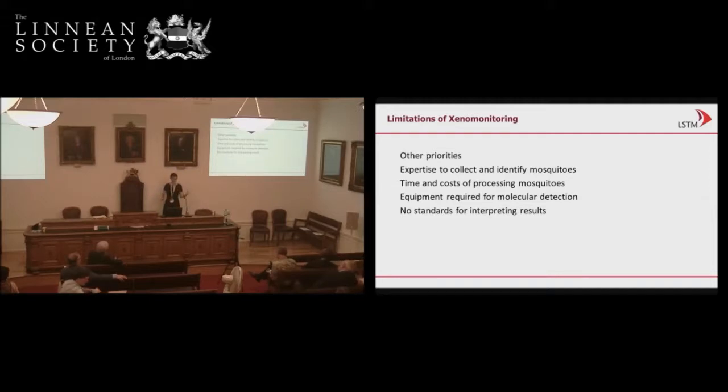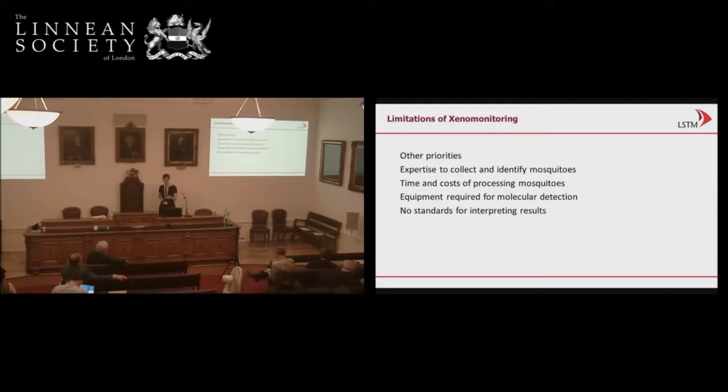So I think xenomonitoring is a great tool that could be used to kind of supplement decision-making around the end game for control programs, but there's a number of reasons why it's not used at scale. Frankly, a lot of programs just have other priorities, and bothering with collecting mosquitoes is a bit too much. Identifying mosquitoes requires time and expertise. Processing those mosquitoes also requires time, and if you're doing molecular detection, additional equipment is required. I think one other important limitation is that we don't have standard guidelines about how many mosquitoes we need to screen and how we should collect them and what that method should be.